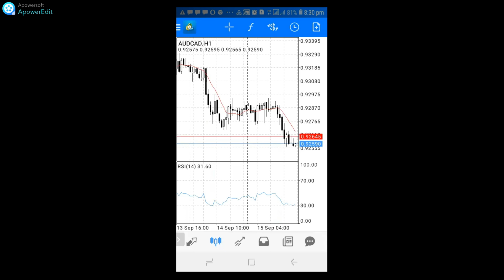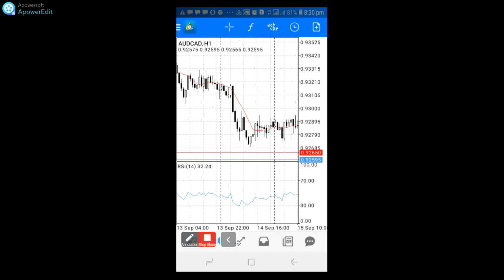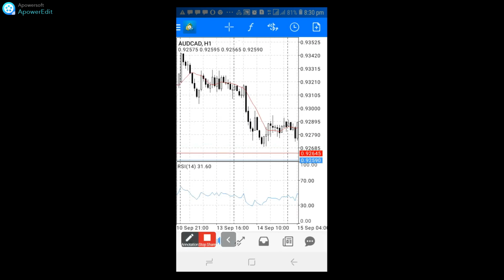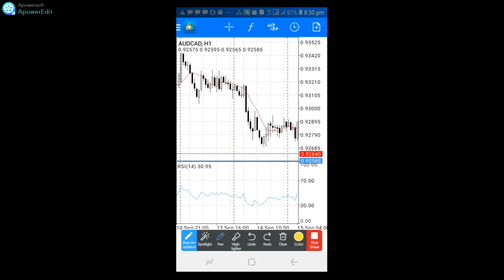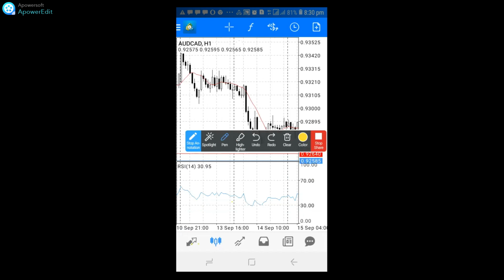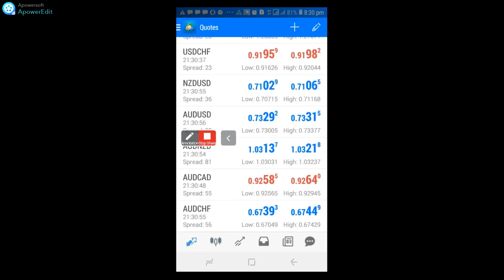Go back to that quote, the opposite arrows. Click on it. It's not responding. Click on that opposite icon, sir. Okay. Now pick a currency pair. Click on NZD/USD.